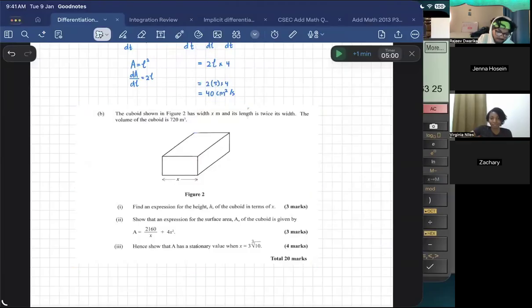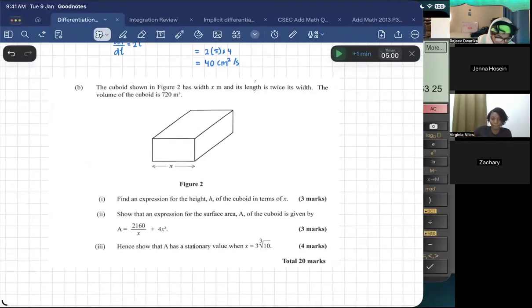All right. So yeah, in B. This is on the harder side.